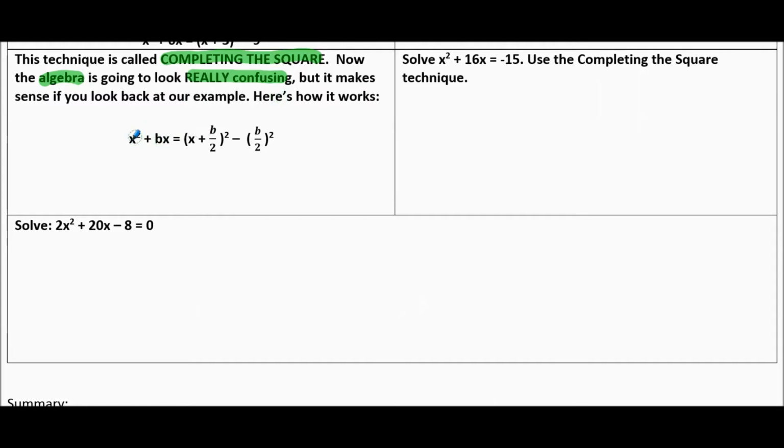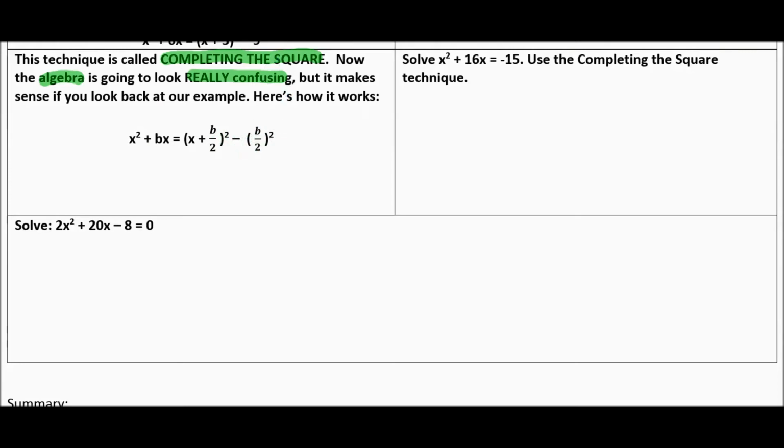x squared plus bx, that's your original binomial. What we're going to do is write that as quantity x plus b divided by 2 squared, minus quantity b divided by 2 squared. Whoa. Could we have done that right from the beginning? This is just b divided by 2? It is. So that perfect square trinomial, when you write it as quantity a plus b squared, it's just the x, and then it's just the b divided by 2 quantity squared, minus that b divided by 2 squared.